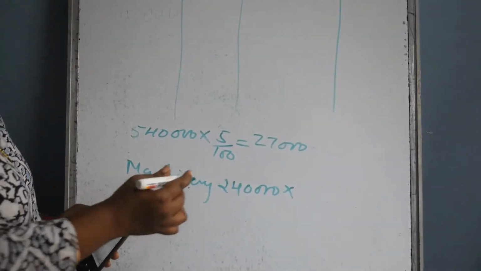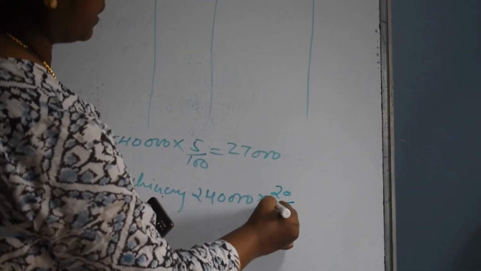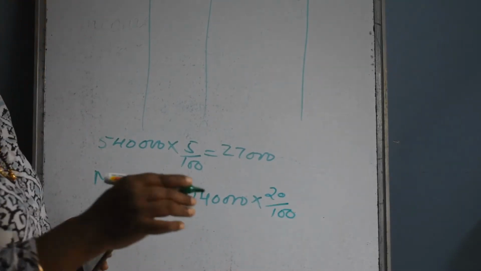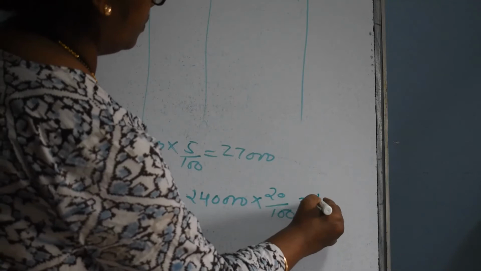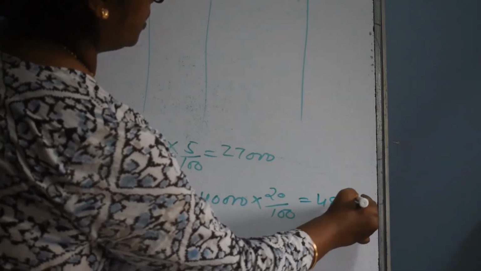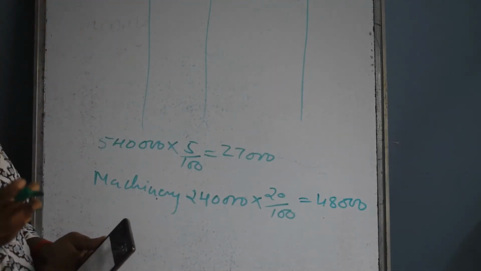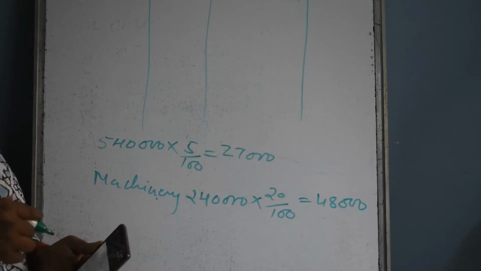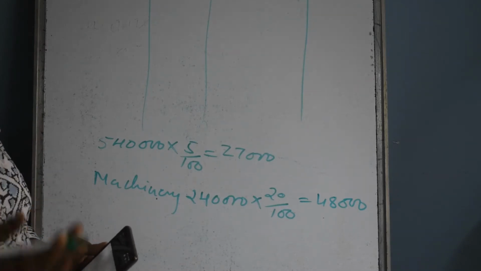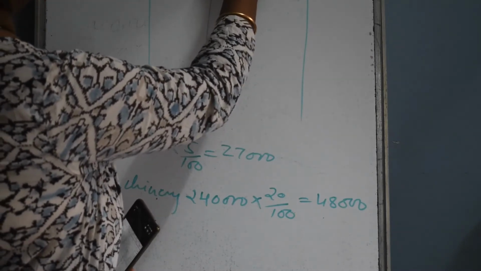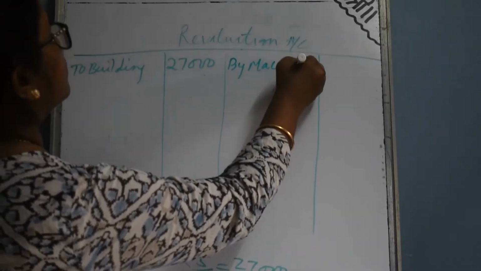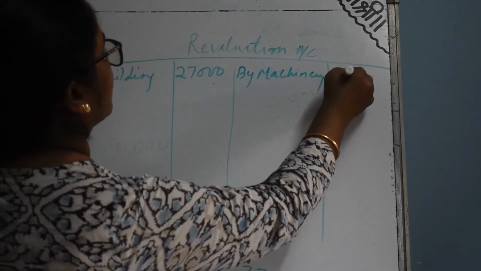Otherwise, the easy way is to see how much the increase is, how much it went above 100%, 20%. So calculate on that. And suppose it is 90%, then how much is the decrease from 100, 10%. So 10% decrease, 20% increase. So you find out like that. So it will come this side by machinery 48,000.